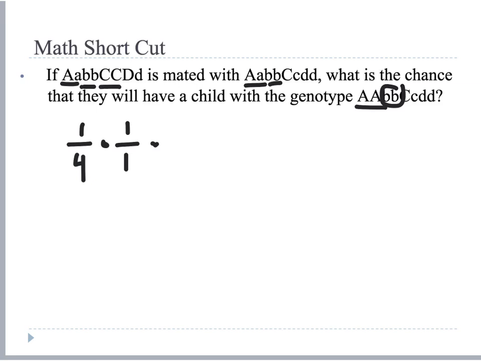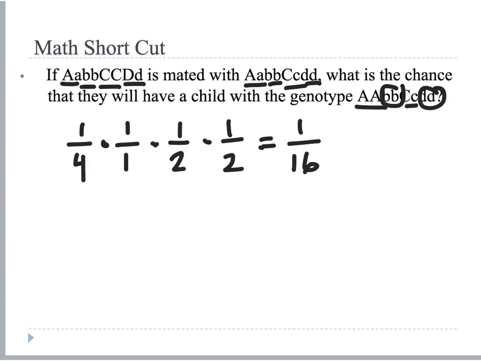If I'm crossing my big C times my big C, little c, what's the chance I get big C, little c? That's going to be half of the square. And if I'm doing big D times little d, what's the chance I get little d? That's also going to be half the square. So when I do this, it's going to be 4 times 1 times 2 times 2. It means that my answer is going to be 1/16.